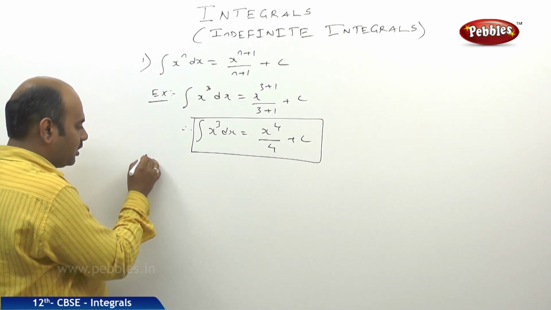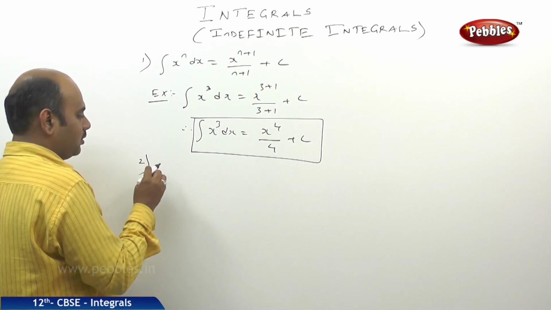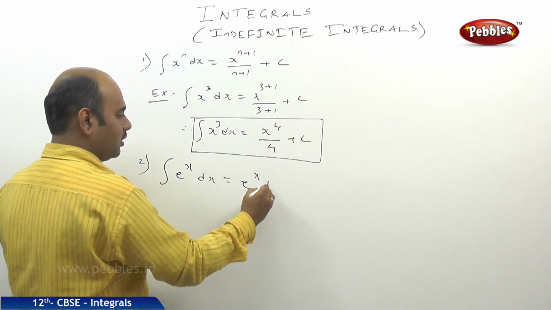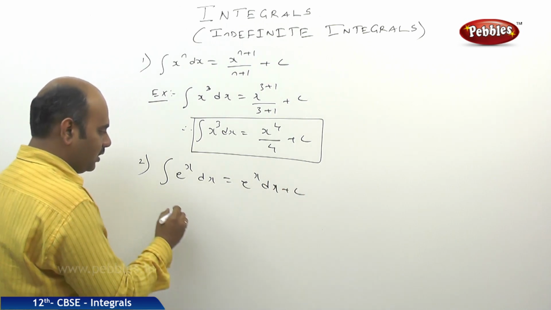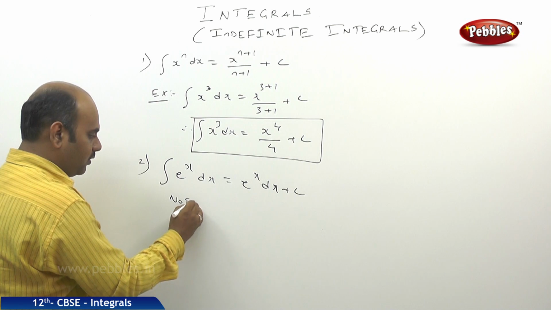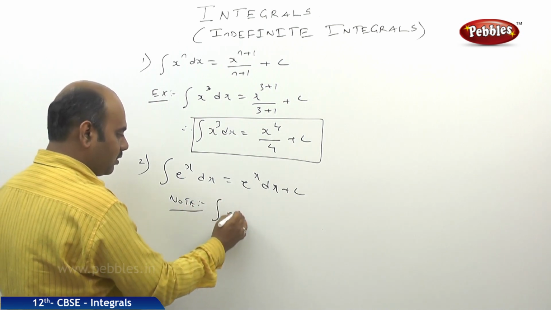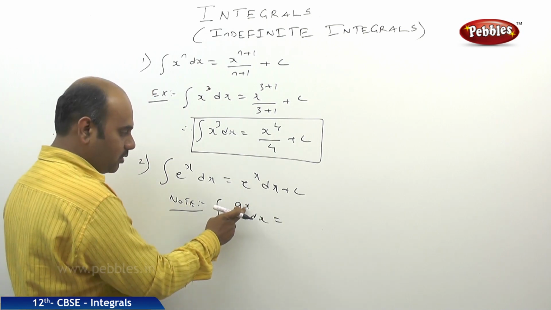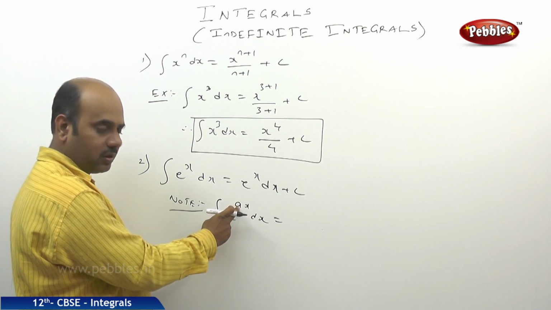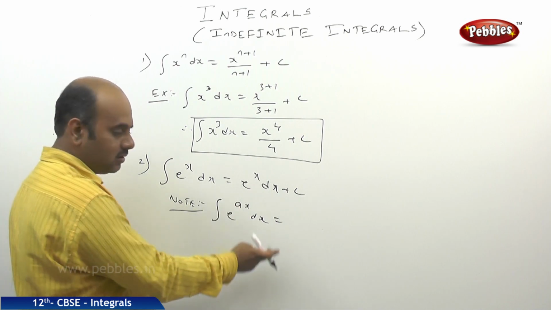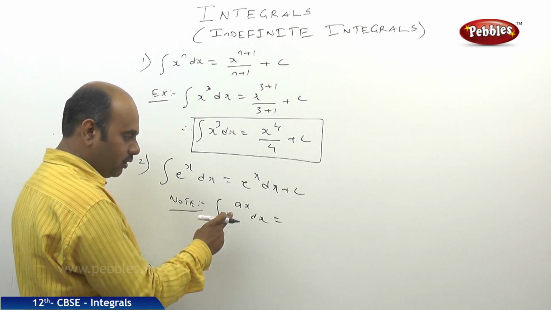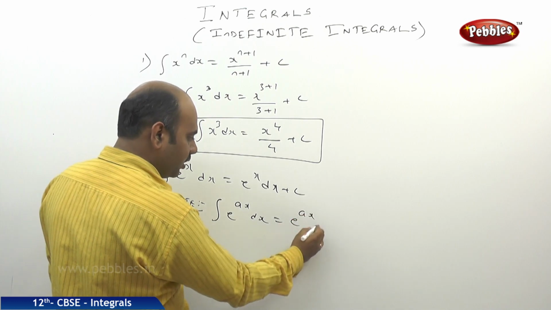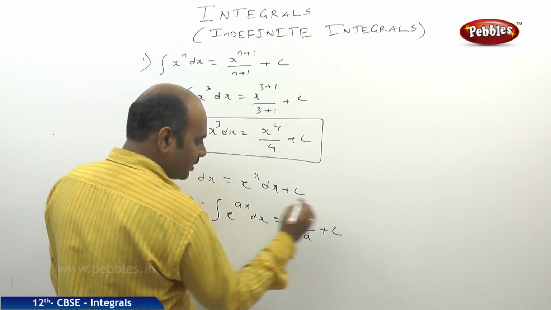Now I am going for another formula: integral of e power x dx is e power x plus c. And sometimes in your textbooks you will come across e power ax dx. Whenever this kind of notation comes, always observe carefully: the coefficient of x here is a, and that should come as a denominator. In differentiation we used to write a as a product, but here we write e power ax by a plus c.